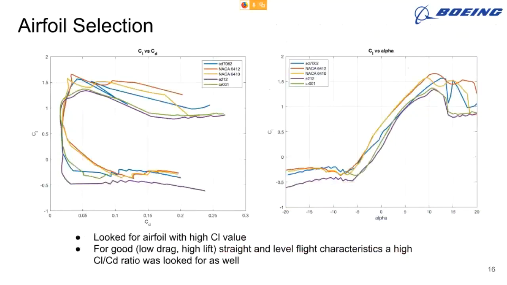So the first graph here is our CL over CD graph. Basically, this graph shows the coefficient of drag the airfoil makes for a given coefficient of lift. And you want your drag to be as low as possible for your given lift range. So you want it to be furthest to the left between CL 1 to 1.5.